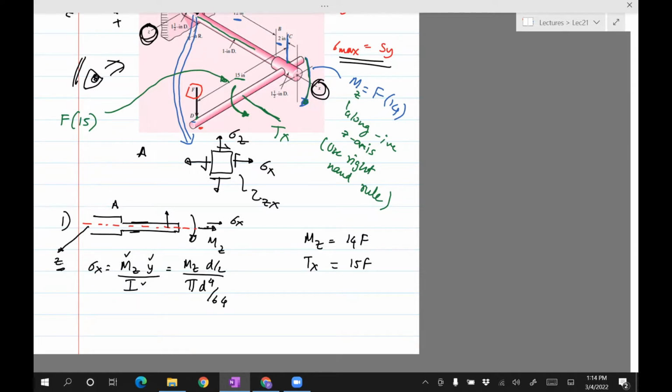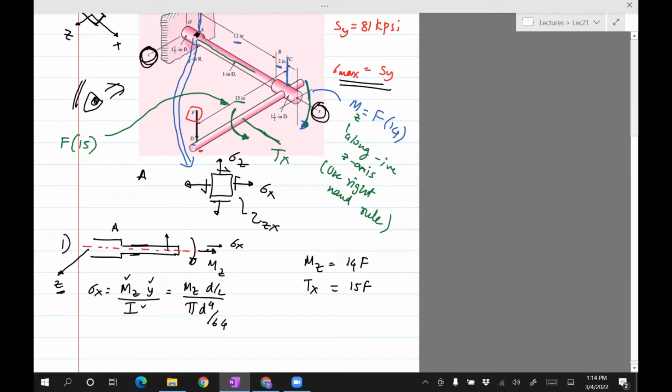Okay, 64, yeah. Professor? Yeah. I have a question. For the torque part, I'm a little confused. The torque is applying on the circular cross section on the D side. That's where the torque is applying, basically. I'm a little confused how it's pointing towards the x-axis.